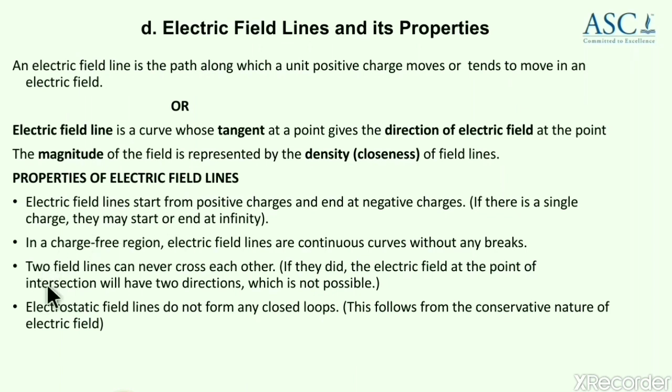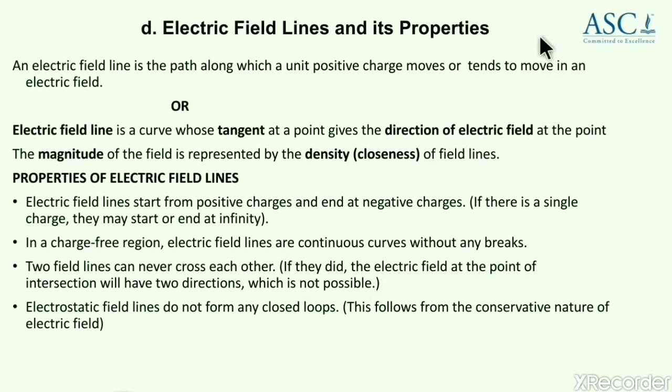Third property: two field lines can never cross each other. Here the justification is also given. If it is asked for 2 marks, why two electric field lines can never intersect, you can write this: if they did so, the electric field at that point of intersection would have two directions, which is not possible.